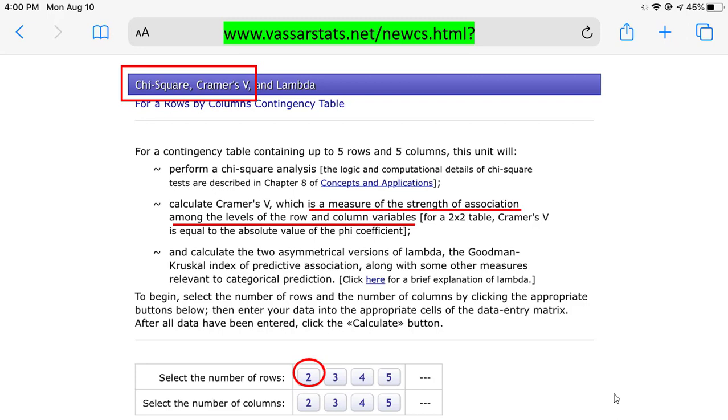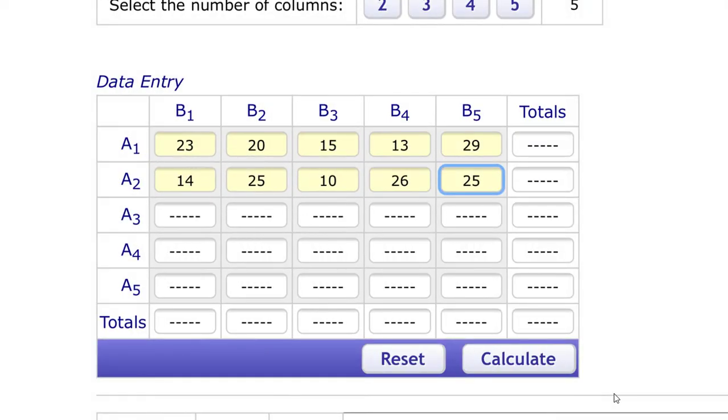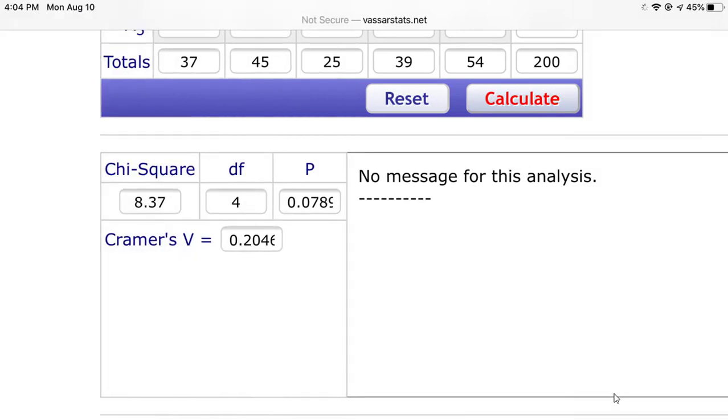Here we have to be careful then. We need to select the number of rows and the number of columns that we have. So in this particular example, notice that we have 2 universities and 5 languages, so we're going to choose 2 rows and 5 columns. Once we choose the rows and the columns, we enter the data. So this is pretty much the same data that we had in Minitab, and you enter the data. So here the B's are the ones that correspond to the languages, and the A's are the ones that correspond to the universities. Then after that you press on calculate, and this is going to give you then the results.